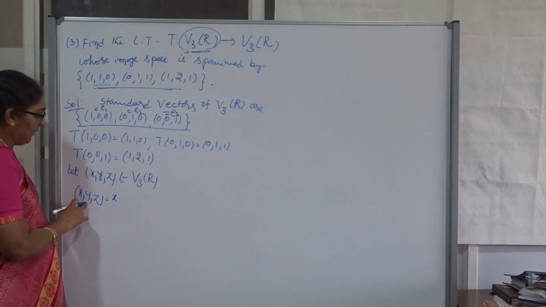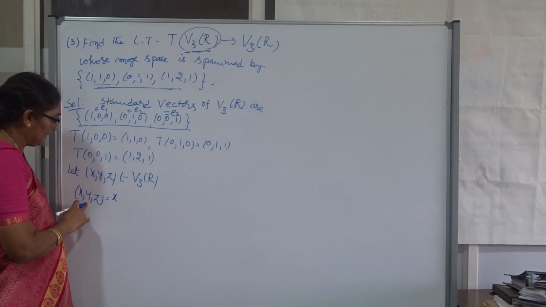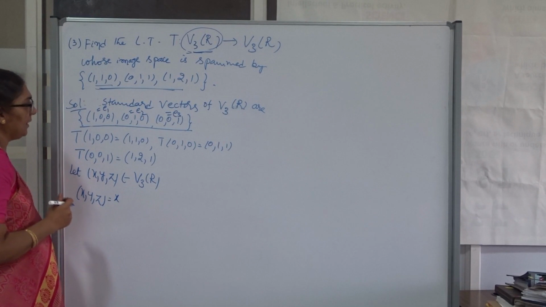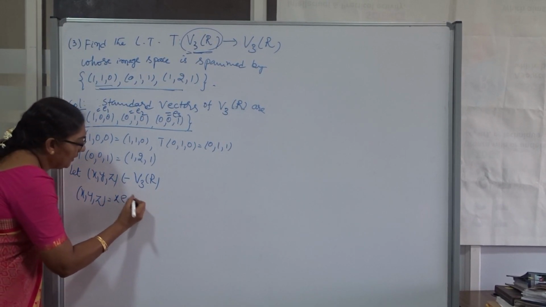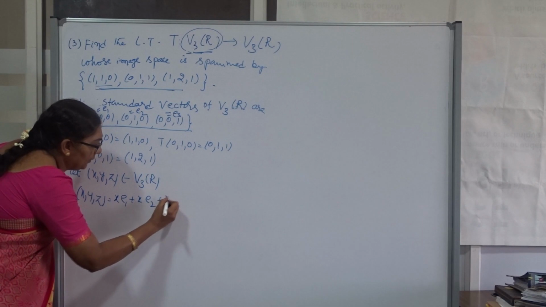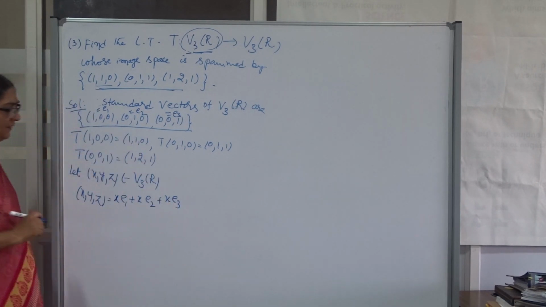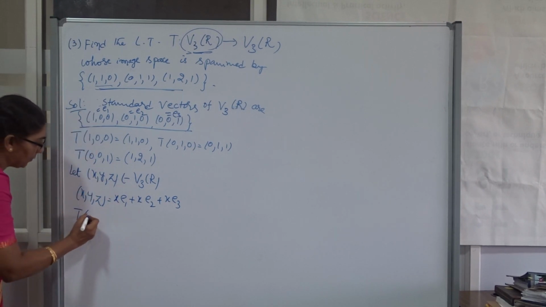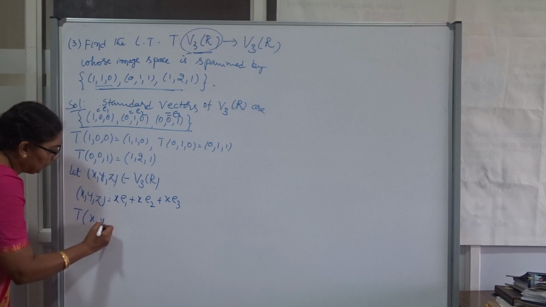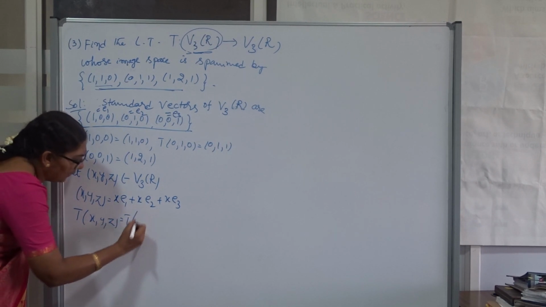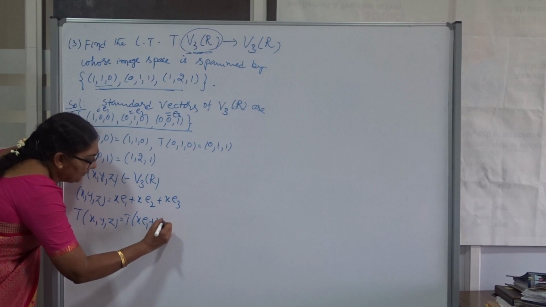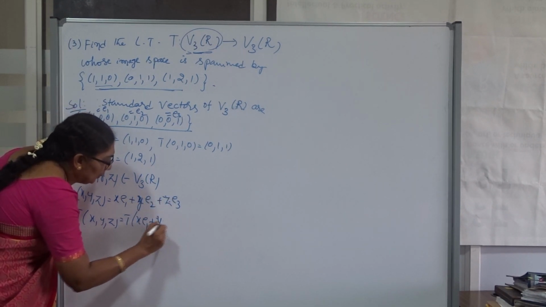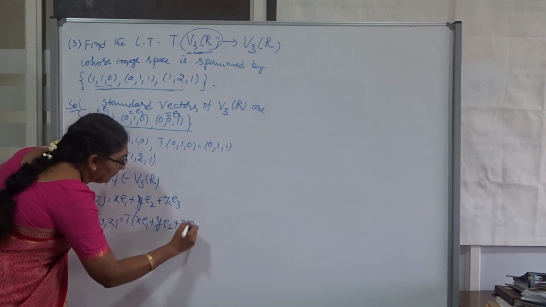Therefore, from the definition of an ordered basis of a vector space, any vector in the vector space can be written as a linear combination of the vectors of the ordered basis. Therefore, x E1 plus y E2 plus z E3. Because T is a linear transformation, I am going to take T on both sides. What do we get here? T of x E1 plus y E2 plus z E3.